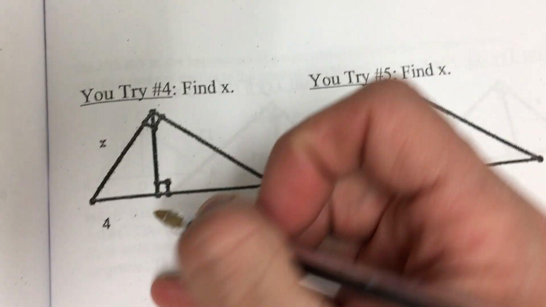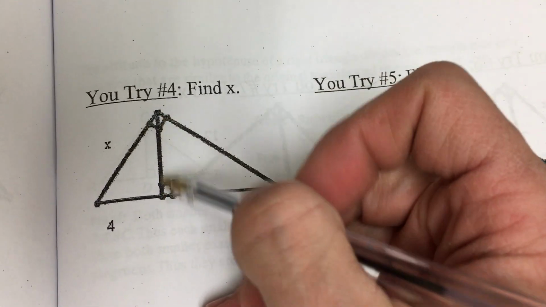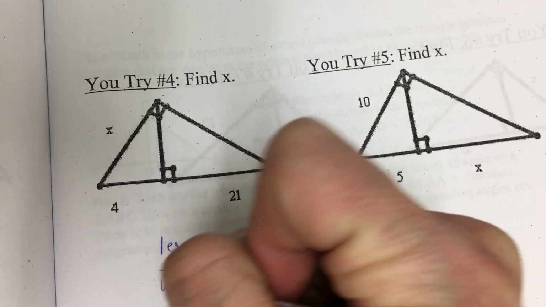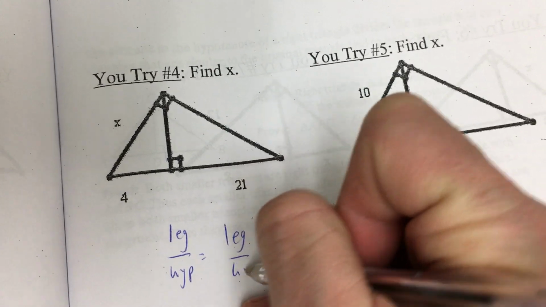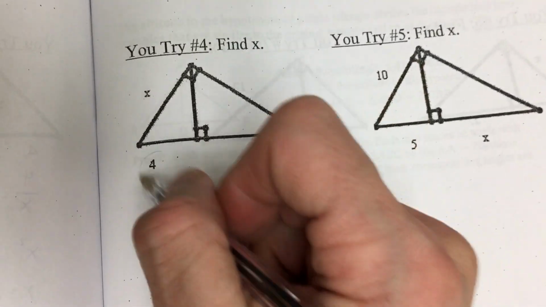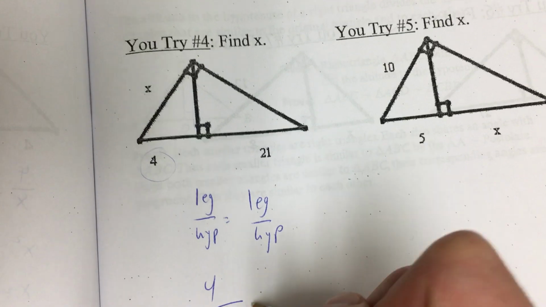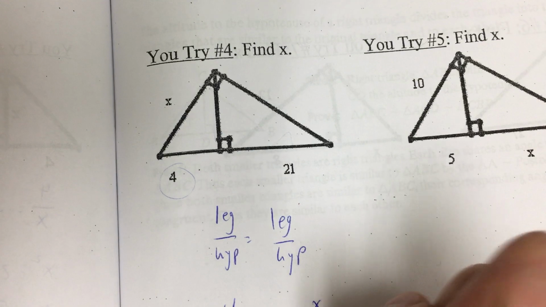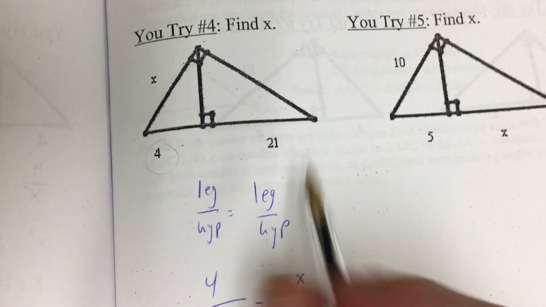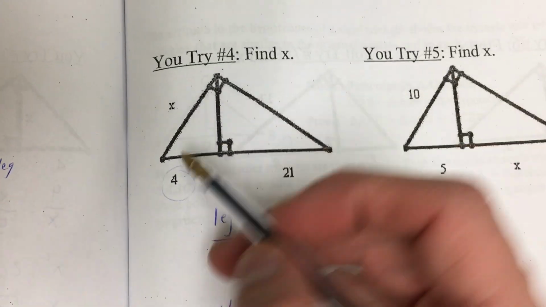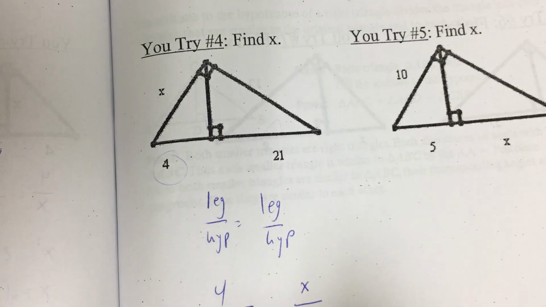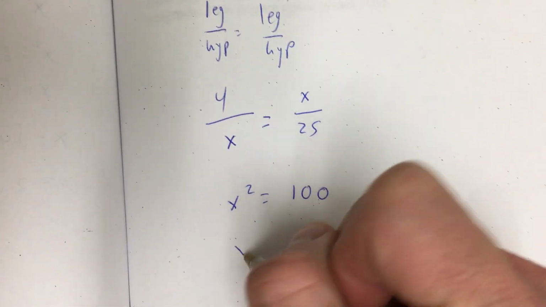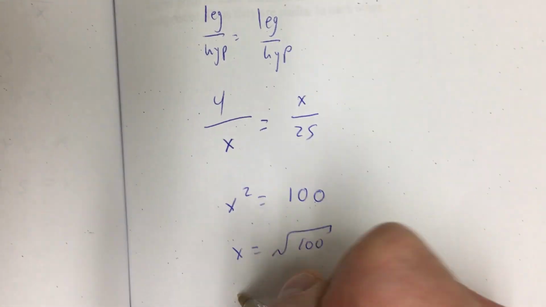These two over here, I'm going to say, hey, I don't have the altitude, so I'm going to say that leg over hypotenuse equals leg over hypotenuse, and that would be the leg is 4 over the hypotenuse, which is x, and then I'm looking at the big triangle, and the leg is x over the hypotenuse, which is 25, right? The entire triangle here has the biggest side of 25. And that way when I cross multiply, I'm sitting at x squared equals 100. Hey, x is radical 100, so x is 10.